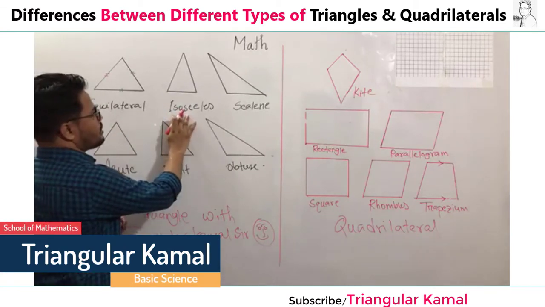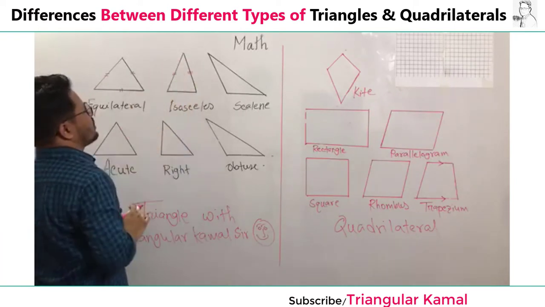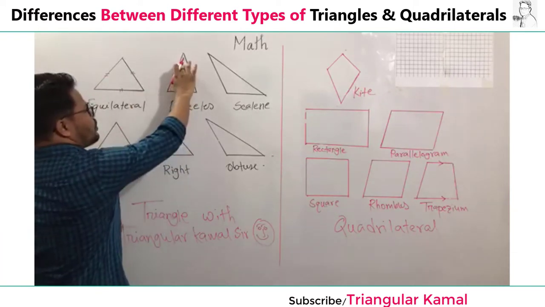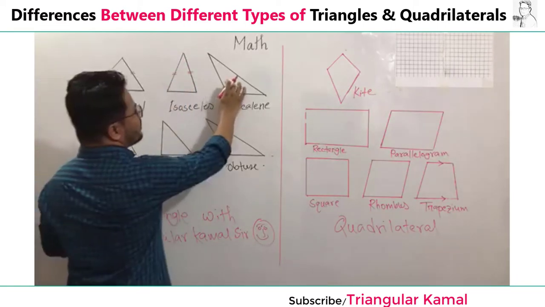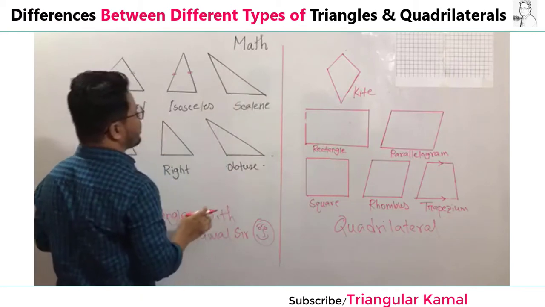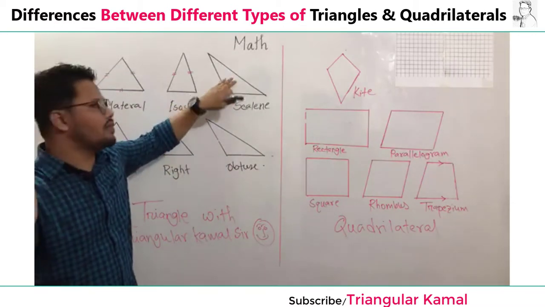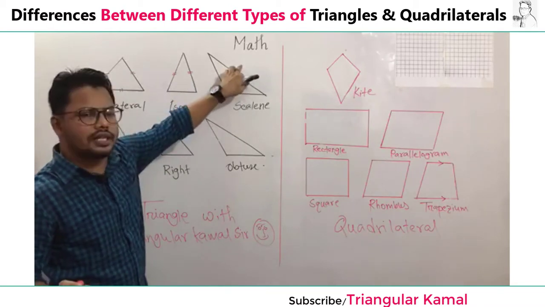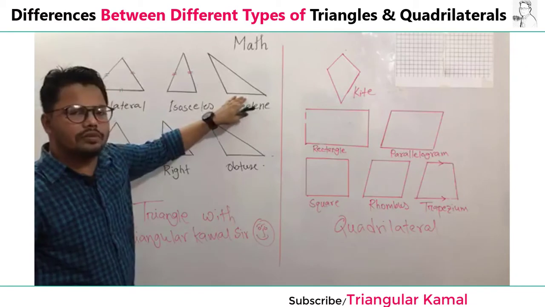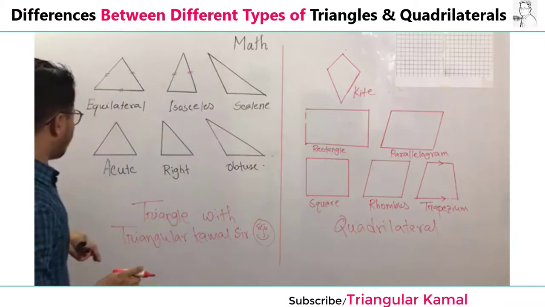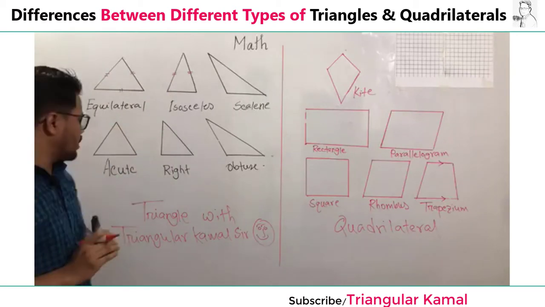And in an isosceles triangle, only two sides will be equal. Any two sides may be equal, and the angles opposite the equal sides will also be equal. In a scalene triangle, there are no equal sides. All three sides are different in measure, and if this is the greatest one and this is the middle one and this is maybe the smallest one. We see here three types of triangle according to the sides.